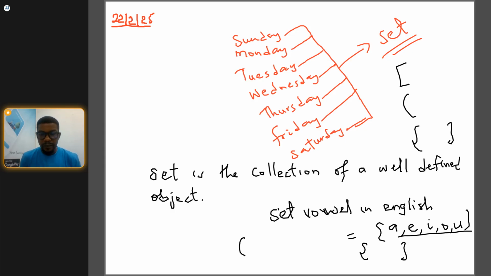All right, so I believe the definition of a set is clear to us. We said a set is the collection of well-defined objects. Okay, so let's proceed. We are going to consider some terminologies in sets because we need that knowledge to be able to solve questions on sets.